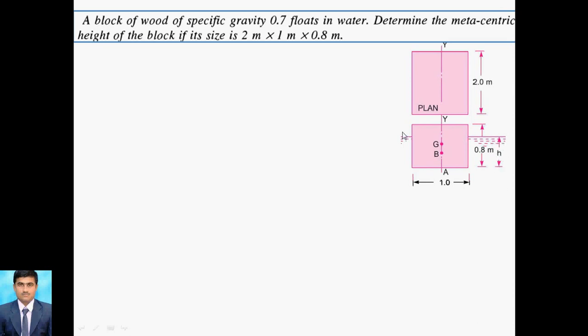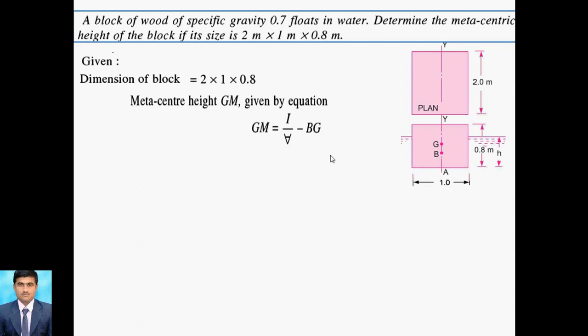Depth of impression means how much height of the wooden block is in contact with water. That height is h. And this is the height of the block, that is 0.8. First of all, we take the given data. The dimension of the block is 2 into 1 into 0.8 for the whole body. Then we have to find out the GM value. For that purpose, I require I, V, and BG. I is the moment of inertia, V is the volume, and BG is the distance between the center of gravity and the center of buoyancy. This is the distance required here.